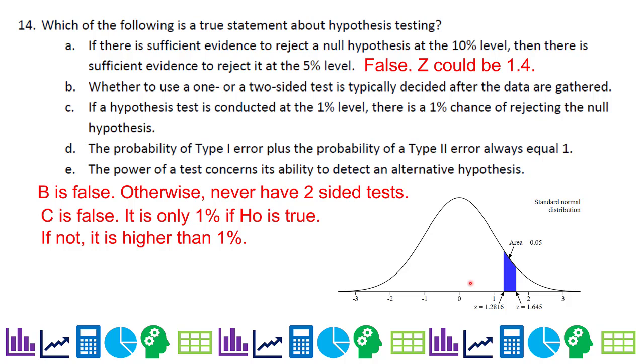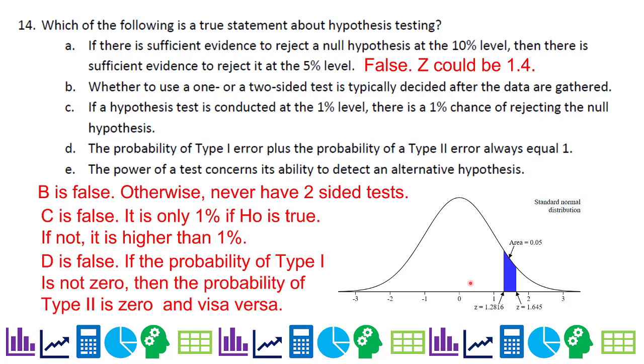D, the probability of a type 1 error plus the probability of a type 2 error always equals 1. That is also false. In other words, you could have a type 1 error. Let's say you set alpha at 0.05. So that means the null is true. That means the alternate is false, and there's no way to make a type 2 error because the alternate is not true. And you could go vice versa. If the alternate's true, you can make a type 2 error, but you can't make a type 1 error. Then finally, the power of a test concerns its ability to detect an alternative hypothesis. That is 100% true.